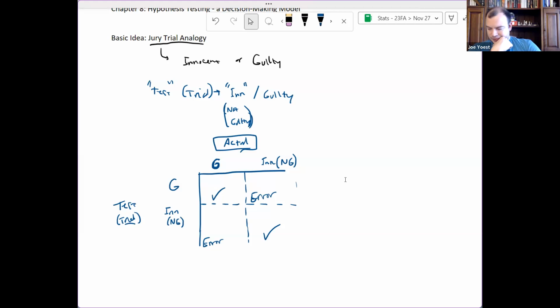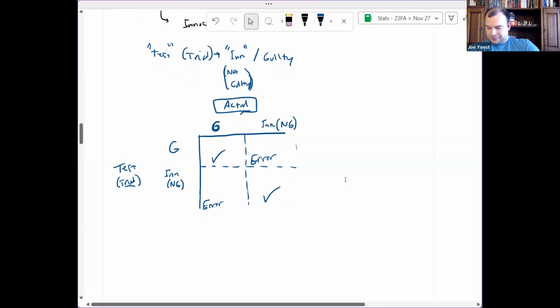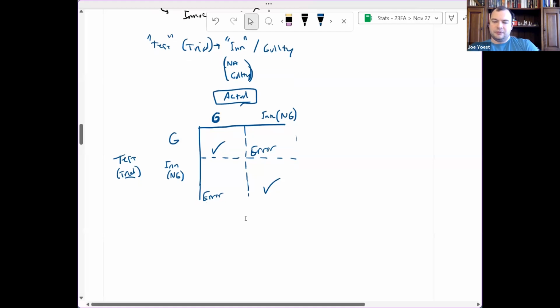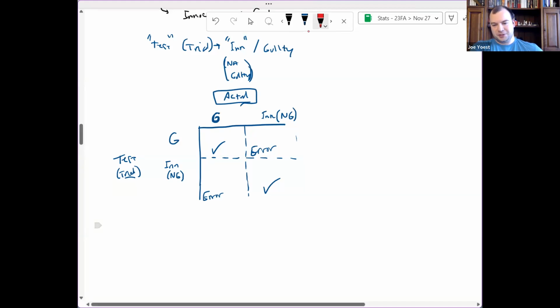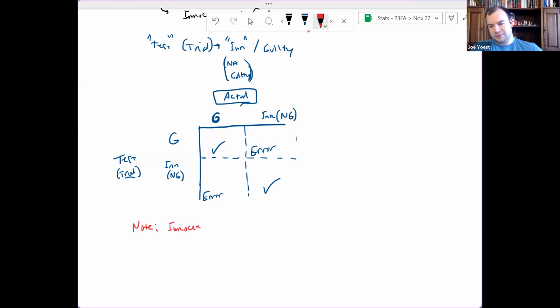Okay, so we have some nomenclature here. So the first thing to note about our legal system is that a person is innocent until proven guilty. So that's something that I think we've all heard before, innocent until proven guilty, and that's an important tenet of our legal system. So the presumption of innocence, you're presumed innocent.